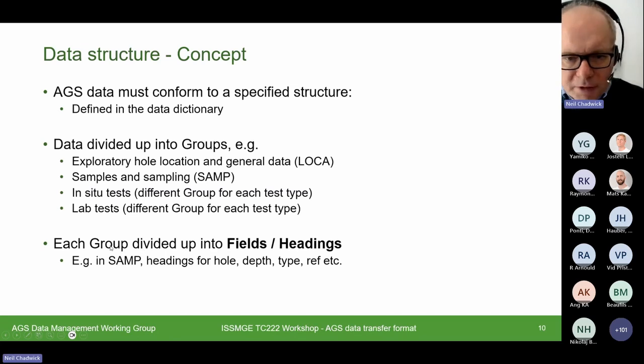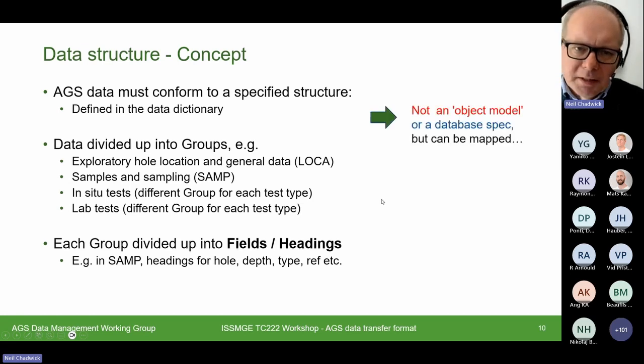And then each group gets divided up into fields, alternatively known as headings, or effectively the same thing. So for example, in the SAMP group, we have headings for the hole ID, depth, type, reference, and so on. Now this might seem like a fairly familiar concept, and indeed it should be. It's not an object model as such, but it can be mapped to that sort of structure. And indeed, it can be mapped to a database type structure. In fact, it's got a lot in common with database structures.